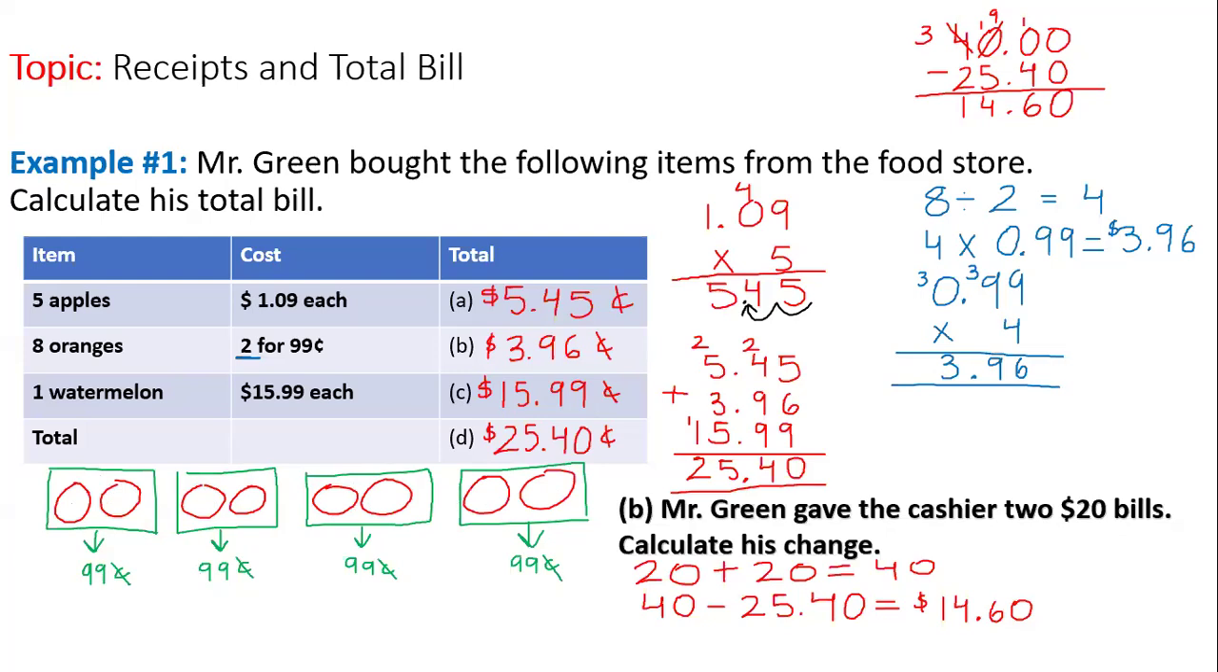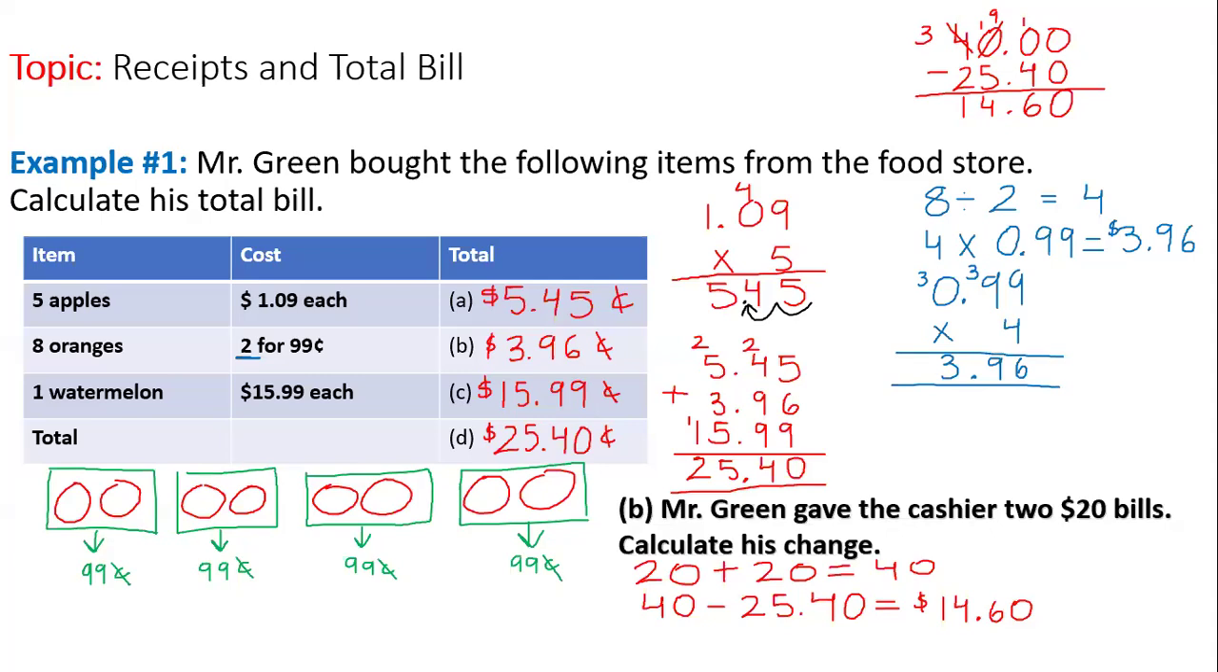Next. $15.99 multiplied by 1. Because why? Because it stays the same. Because it's just 1. Very good. And then we add all of them. We get $25 and 40 cents. Did anyone else get $25.40? Let me know, please. Or y'all didn't get a chance?